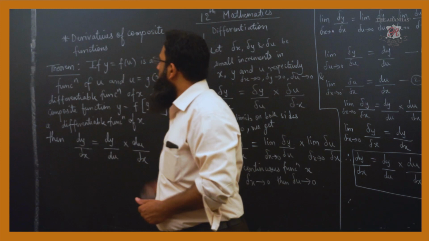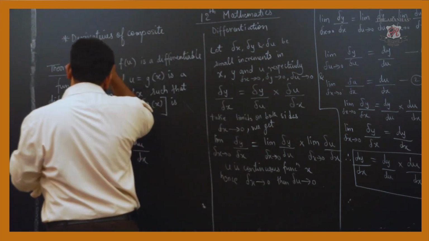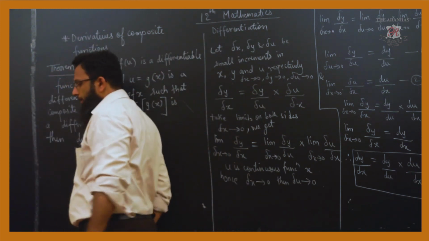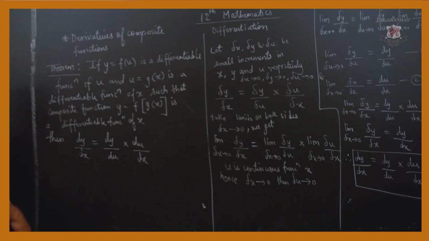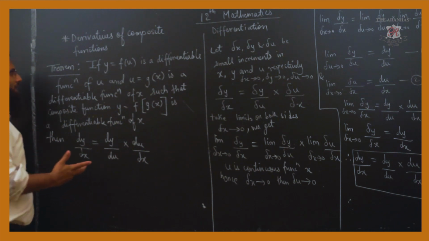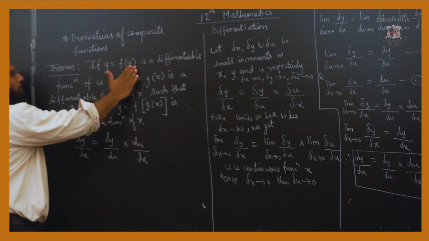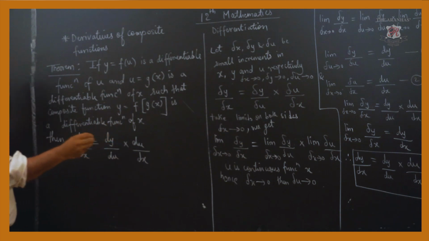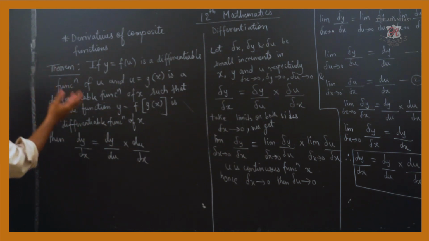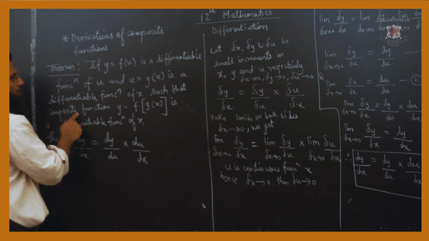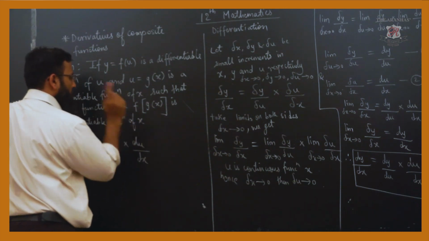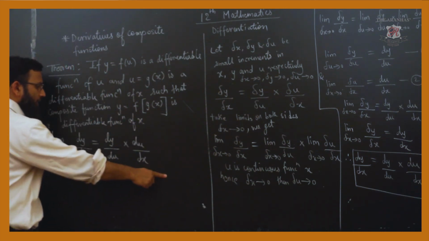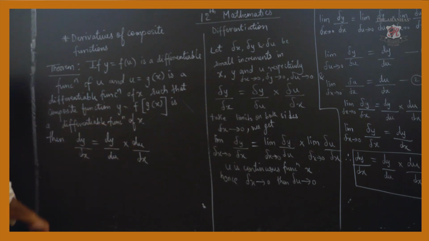So here we have completed derivatives of composite functions and the theorem related to it. I hope that whatever steps I have told you in a quick glance, I can explain once again. Y is equal to f of u is a differentiable function in u. U is equal to g of x is a differentiable function of x. Then the composite function which we get, y equal to f of g of x, will be a differentiable function of x. And then we have to prove this criteria, which has been shown on the board.